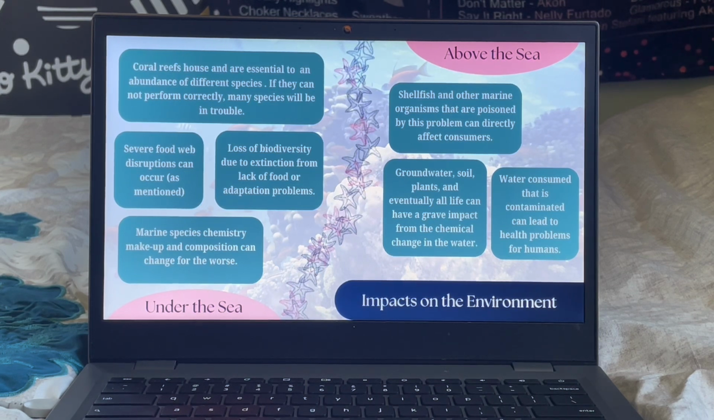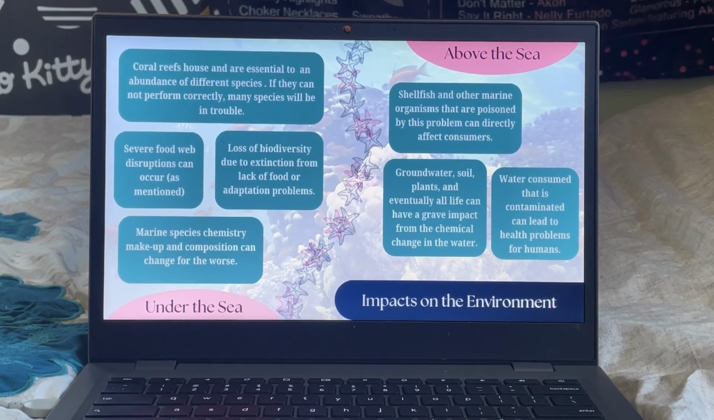Another impact is a change in the chemical makeup of marine organisms. Like the changes in internal pH mentioned before, similar things can happen through other chemical imbalances in the body. This can lead to negative changes for the organisms themselves, the food web, and the marine ecosystem around them.